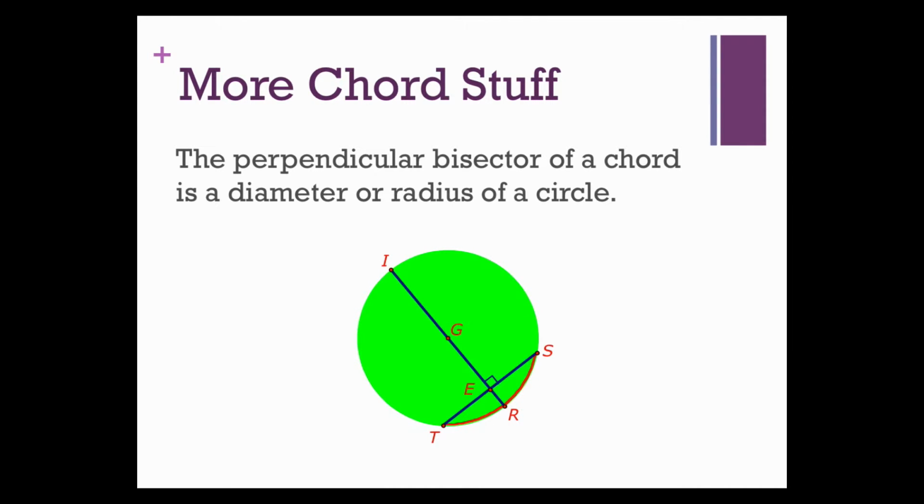Okay. Same picture, different starting information. The first one we started with a perpendicular diameter. This one we start with a perpendicular bisector. Both cases they're perpendicular. One of them starts as a diameter and bisects. The other one bisects and gives you a diameter.